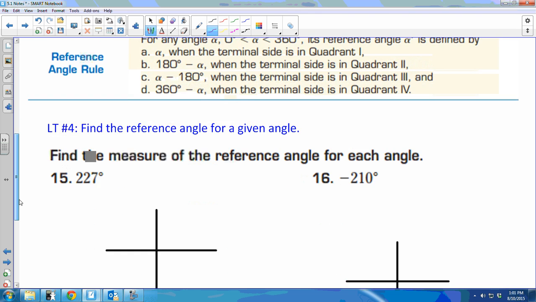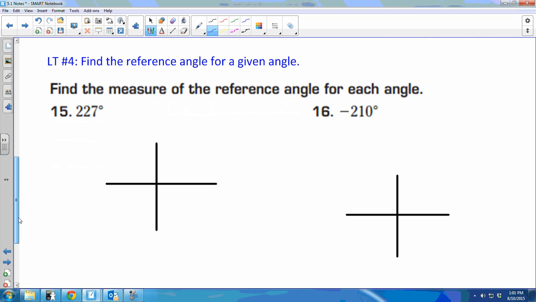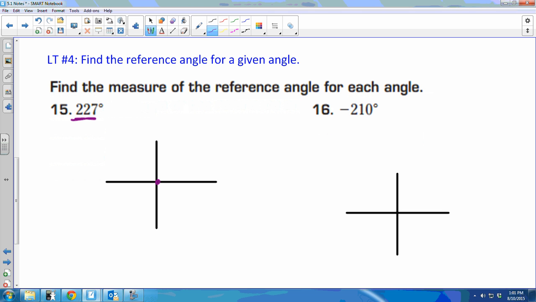So 2 examples really quickly. Notice that it says on your notes, it's for any angle that's between 0 and 360. That's going to be important in a second. All right, your original angle needs to be between 0 and 360. So let's find the reference angle. 227 degrees. If I draw that, that's somewhere in there. The reference angle then is the acute angle formed by the terminal side and the x-axis. So it's this angle right here. So how do I find that? X minus 180. Correct. So you take the 227 and subtract 180, and you get 47 degrees. So that's the reference angle.